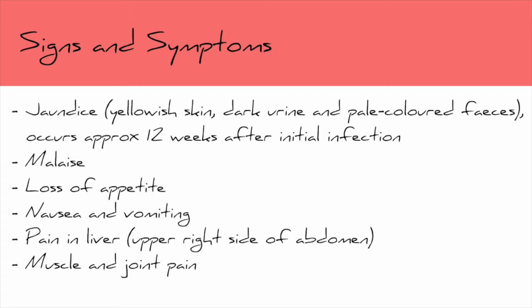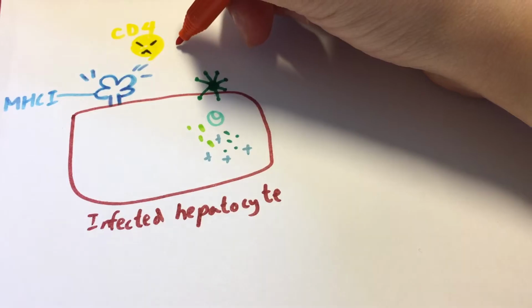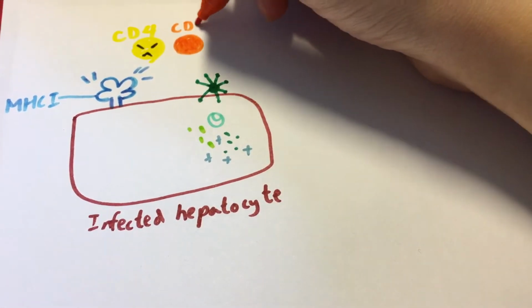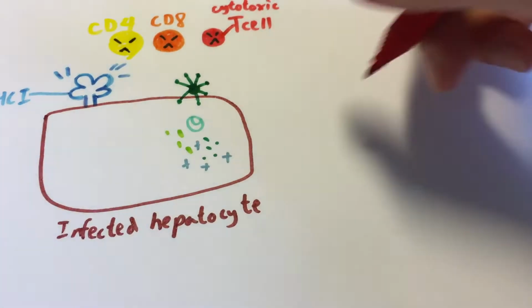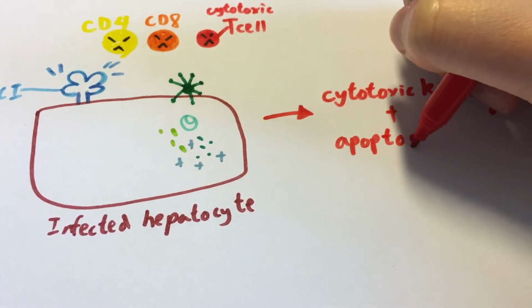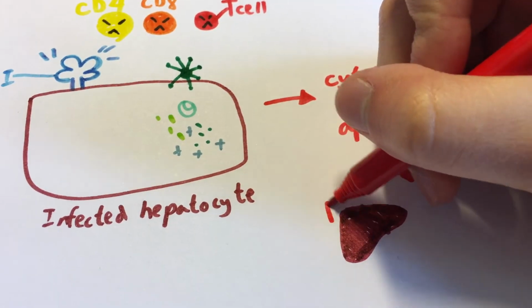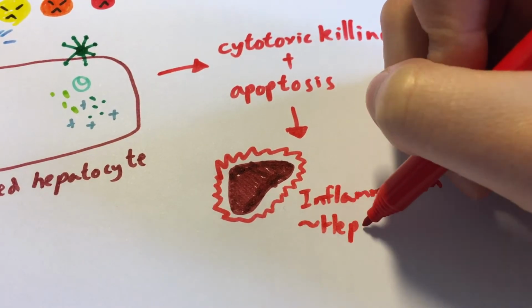In acute infection, there is an incubation period of 45 to 180 days where clinical symptoms are not detected. The disease onset occurs several weeks after HBV elimination. As cells are infected, MHC1 molecules will attract virus-specific CD8, CD4, and cytotoxic T cells to infected cells, leading to cytotoxic killing and apoptosis of hepatocytes, hence the symptoms of inflammation of the liver.